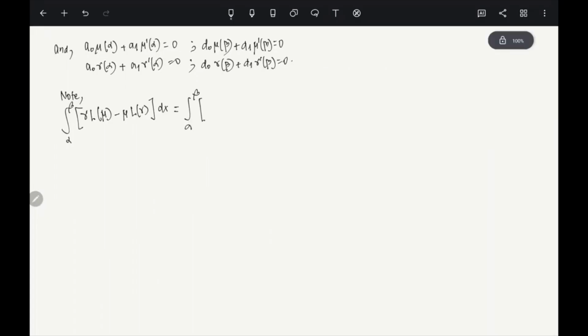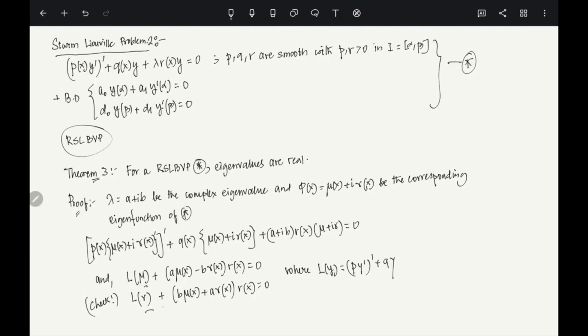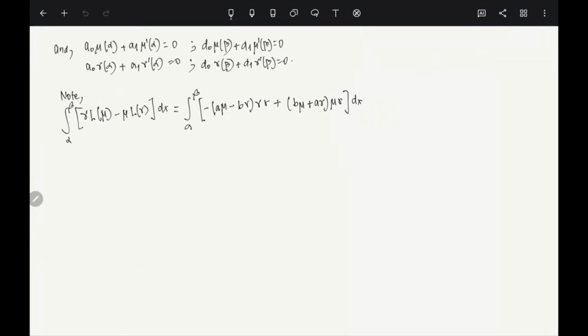So what I am going to do is write it like this: minus a mu minus b gamma times r. I am not going to write it as a function of x, so that is always given, right? Let's not write x. Plus you have b mu plus a gamma, and then gamma times r dx. This is what you have. I'm just putting L of mu and L of gamma from here. That's all. I'm not doing anything.